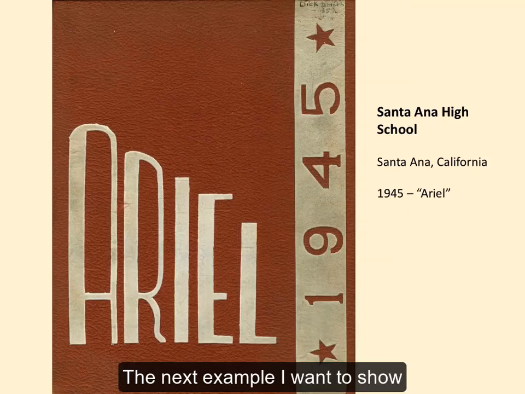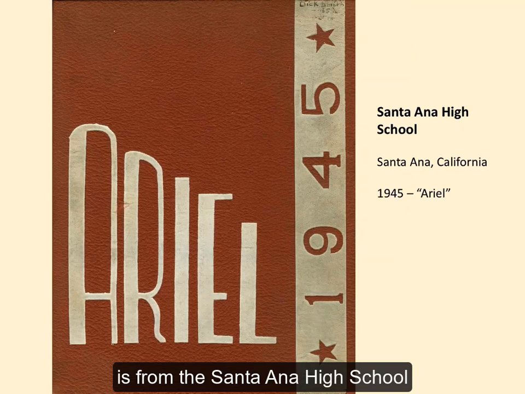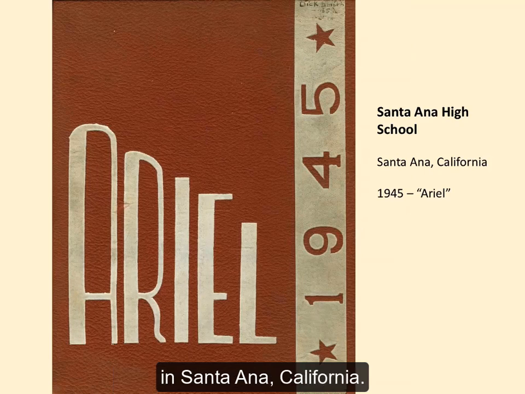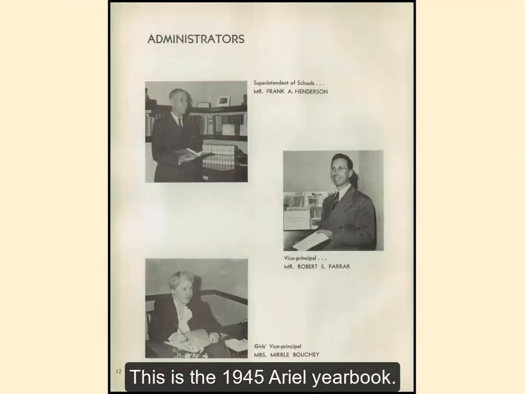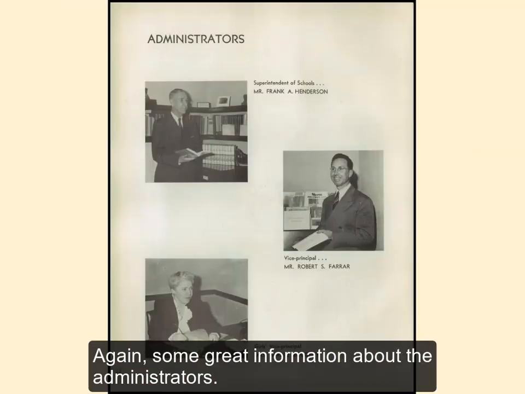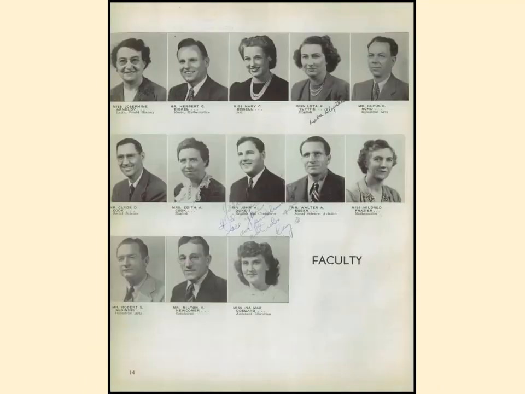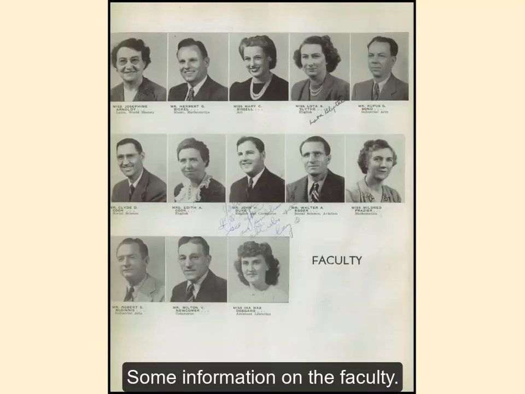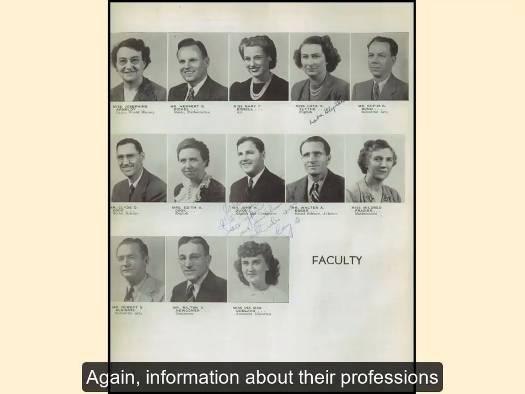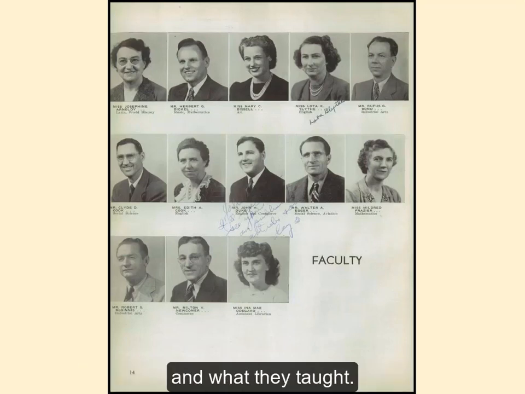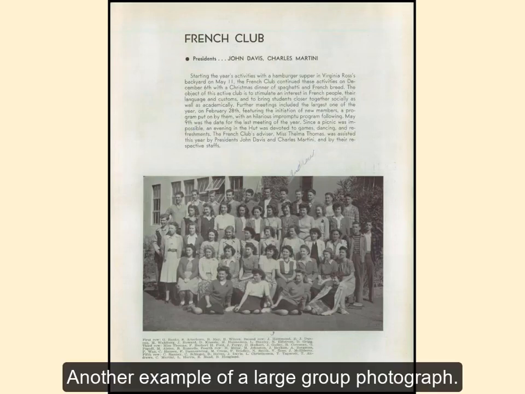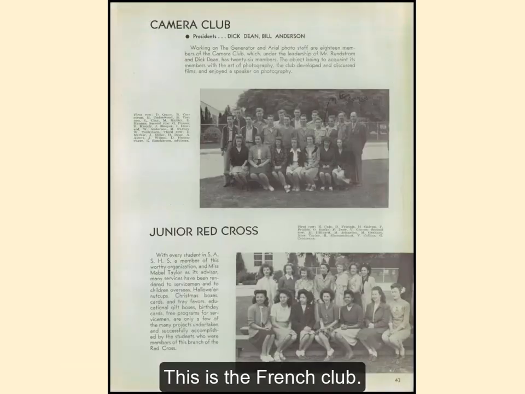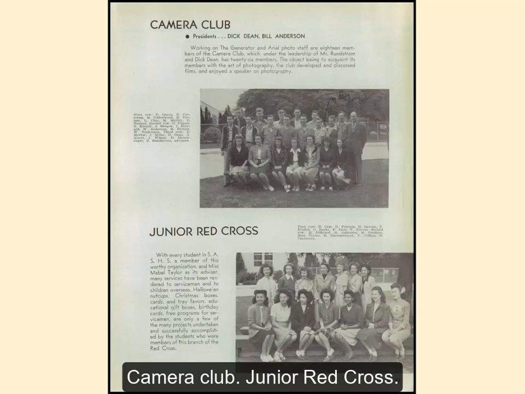And the next example I want to show is from the Santa Ana High School in Santa Ana, California. This is the 1945 aerial yearbook. Again, some great information about the administrators. Here's some vice principals. Some of the information on the faculty. Again, information about their professions and what they taught. Another example of a large group photograph. This is the French Club, Camera Club, Junior Red Cross.